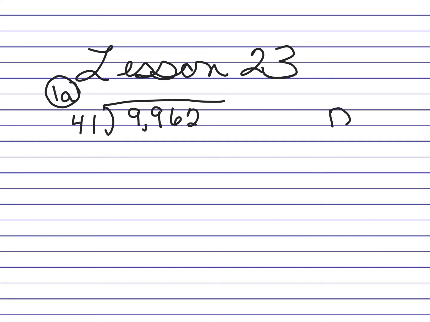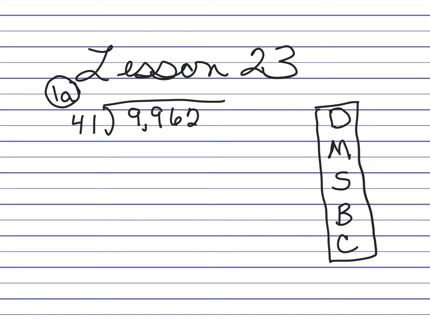We divide, that's Dad; M, multiply, which is Mom; S, sister, subtract; B, brother, bring down; and then C, cat. We compare what we have left over to see if we need to do the process over again. So don't forget your steps in long division.